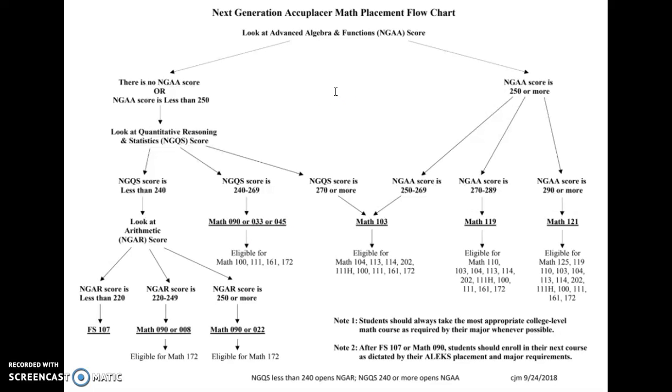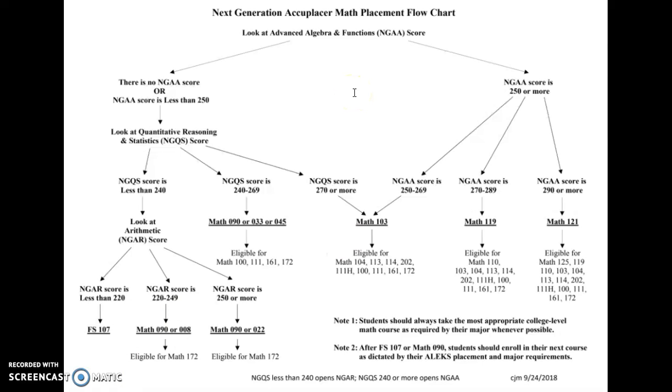In this example, the student has a score of NGAA 230 and NGQS 275. Again, since the student does have a score of NGAA and it's less than 250, we will move to the left side of the chart. Now we will take a look at the NGQS score of 275. We will follow the NGQS scores, and since it's more than 270, this student will place into College Level Math 103. Again, you can refer to the math requirement in the Math Endgame document that's located in the advising guide to determine which math course is required for the student's program.